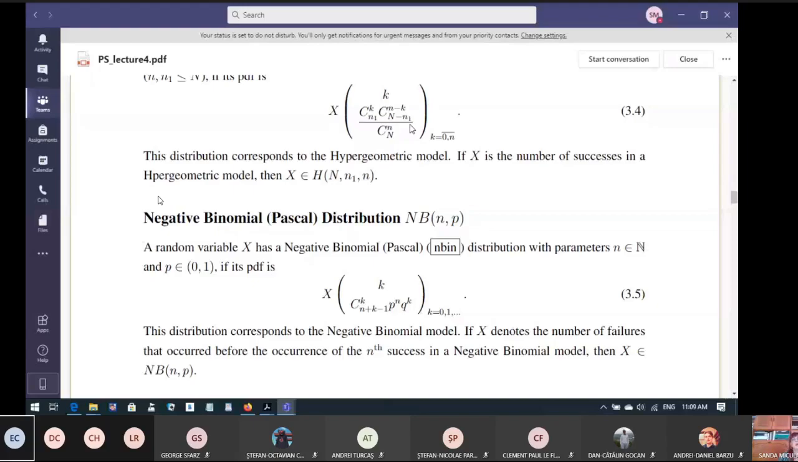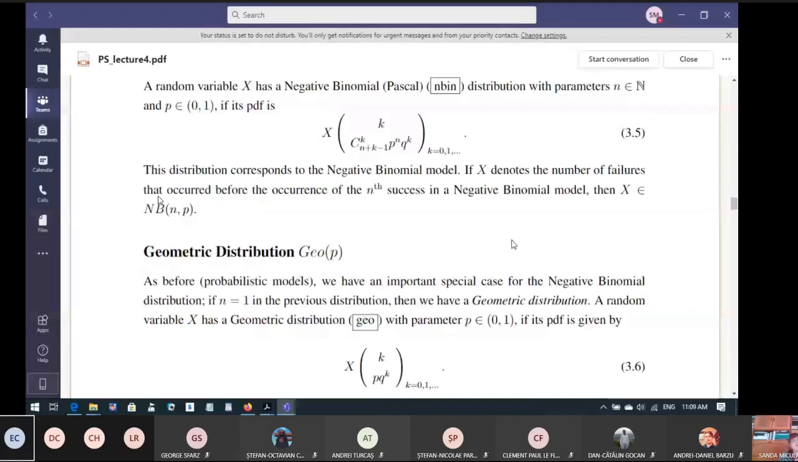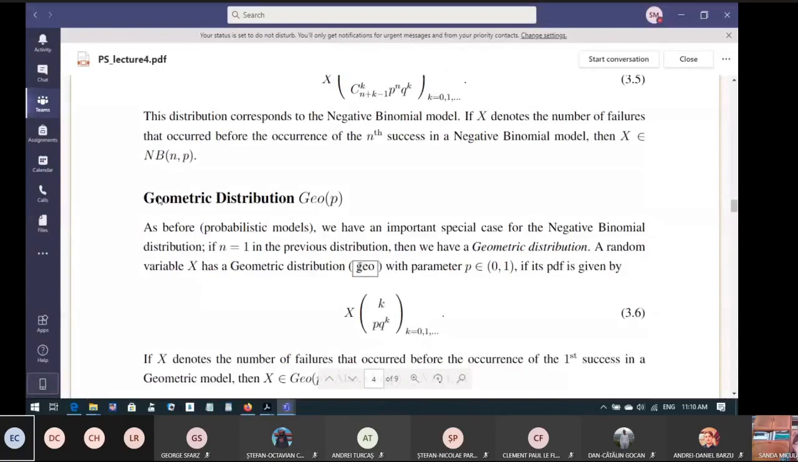The geometric model was a special case, a particular case of the negative binomial, but because it has so many applications on its own, it is treated on its own. So we have a geometric model, we have a geometric distribution. Like I said, a special case of the previous one. It is treated on its own even in MATLAB. It's got its own name. It's the special case when we're talking about the first success in a negative binomial model.